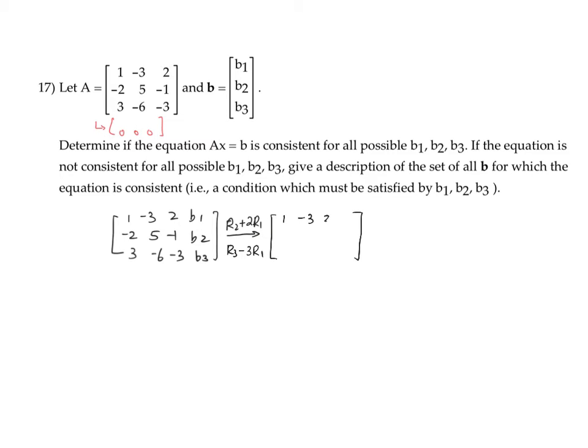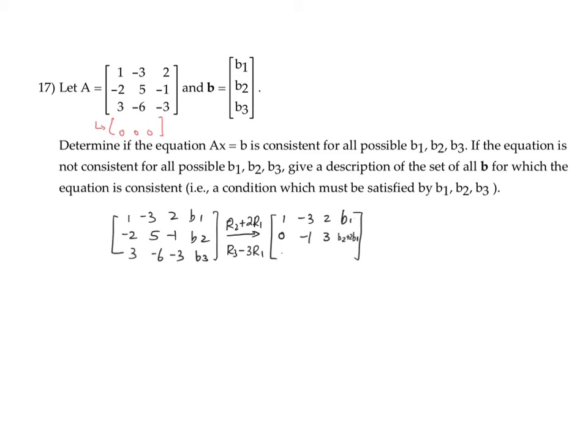The first row will be the same. This is b1. The second row, this is 0. Again, keep in mind this plus twice of this, right? So 5 plus twice of negative 3, which is 5 plus negative 6, negative 1. And then this plus twice of that, so negative 1 plus 2 is going to be 3. And here this is b2 plus twice b1.